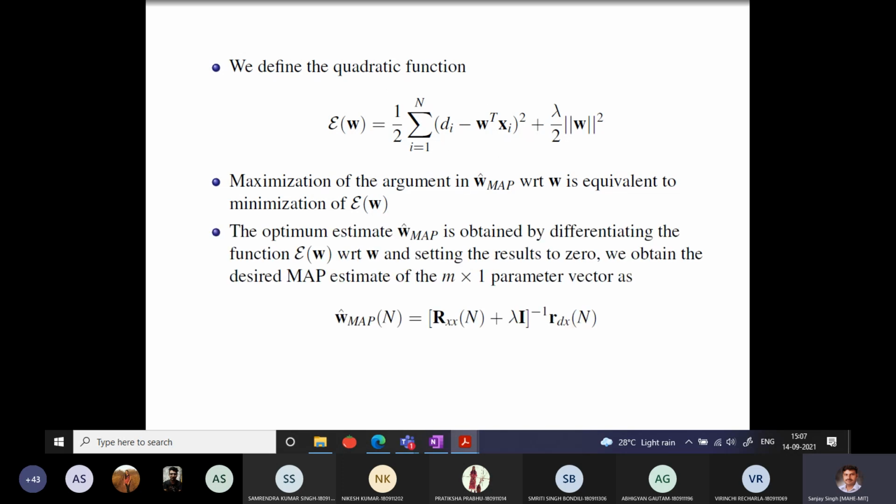Now it's mentioned that the optimum estimate is obtained by differentiating this and equating to 0. We obtain the desired MAP estimate of the m cross 1 parameter vector, so it becomes Rxx plus lambda I, inverse, times Rdx. Now the question is, in the book it stops here, so where did it come from? We'll solve it now, and see from where this result came.